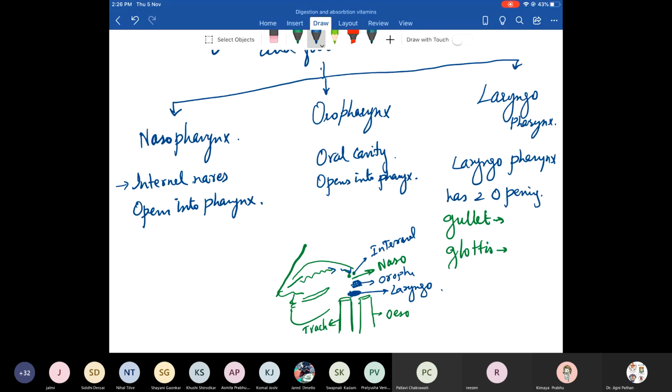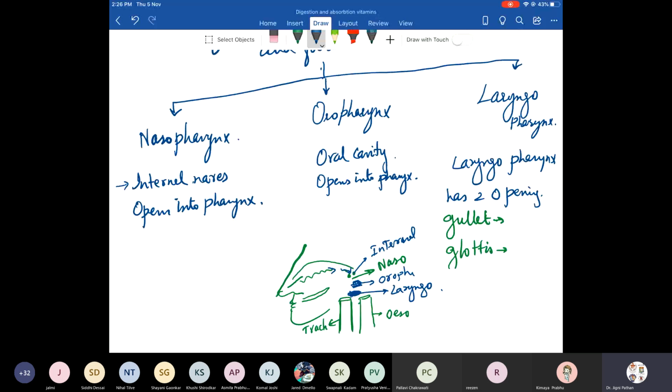Now, the question is about the opening: you have a windpipe, the trachea, and the esophagus. The windpipe is in front and the esophagus is behind. Remember, it is very important when you study the anatomy of both digestion and breathing. You should know where the windpipe is and where the food pipe is. The windpipe is in front and the food pipe is at the back. The windpipe is also called the trachea.